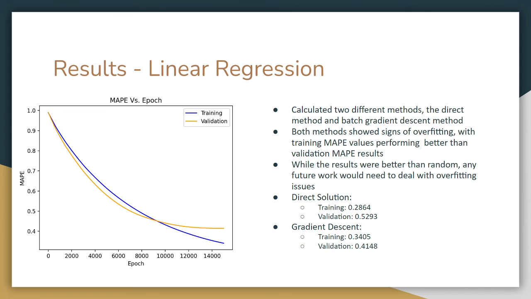Next up, we used linear regression, and as mentioned before, we used both the direct method and gradient descent, and we evaluated the MAPE and saw that even though it was better than random, both of these versions were quite susceptible to overfitting problems. So any future work would need to take into account dealing with overfitting when trying to use this data set. The direct solution had a very stark difference between training and validation, 0.2 for the training and 0.5 for the validation. Gradient descent was a little closer at 0.34 for training and 0.41 for validation.